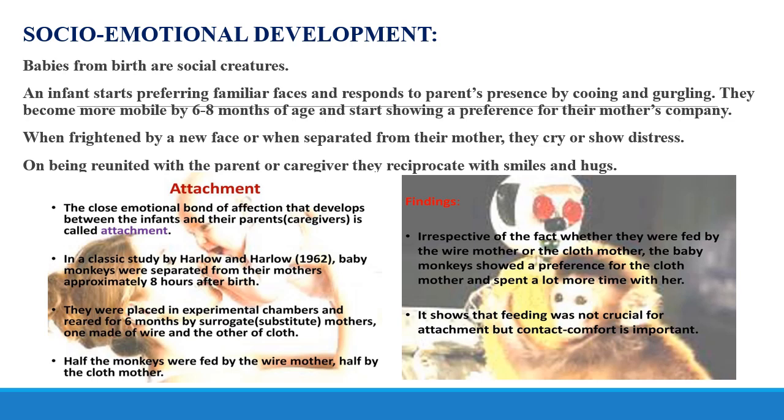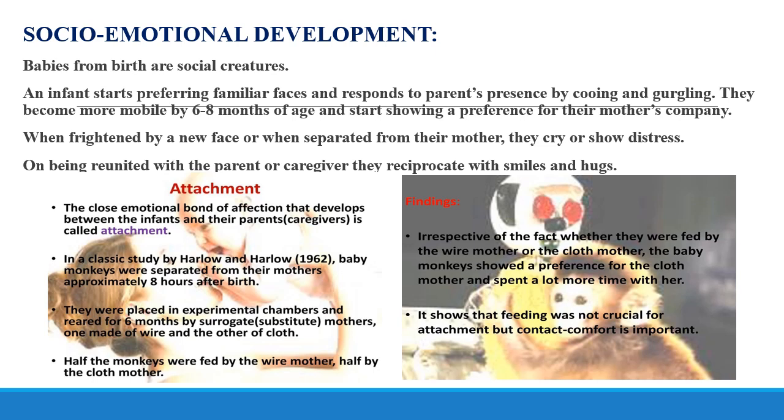That's the reason why babies from birth are social creatures, because they want to be surrounded by people, especially their mother, and also other familiar faces. Now, with socio-emotional development, we have attachment. The close emotional bond of affection that develops between infants and their parents or caregivers is called attachment.